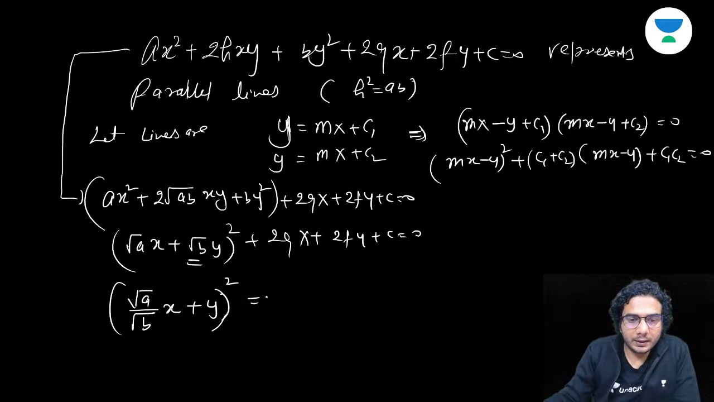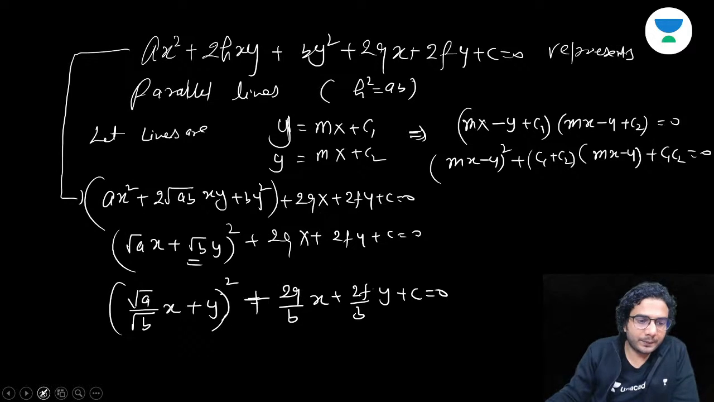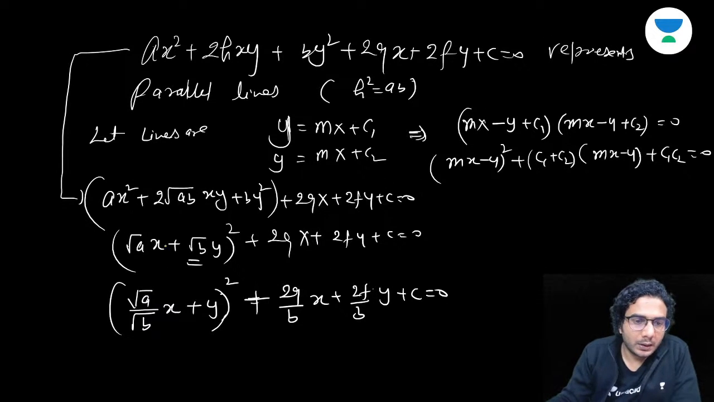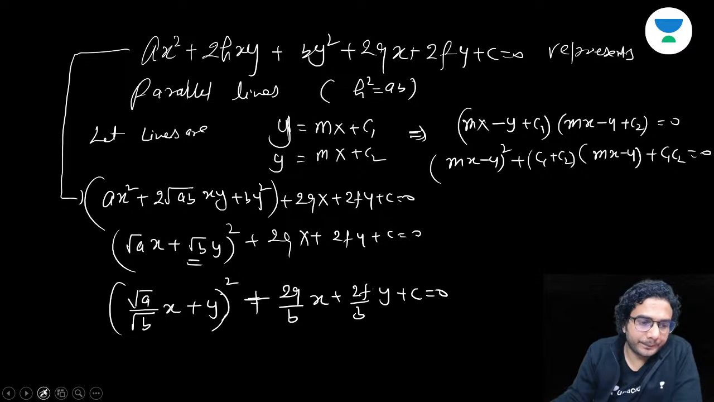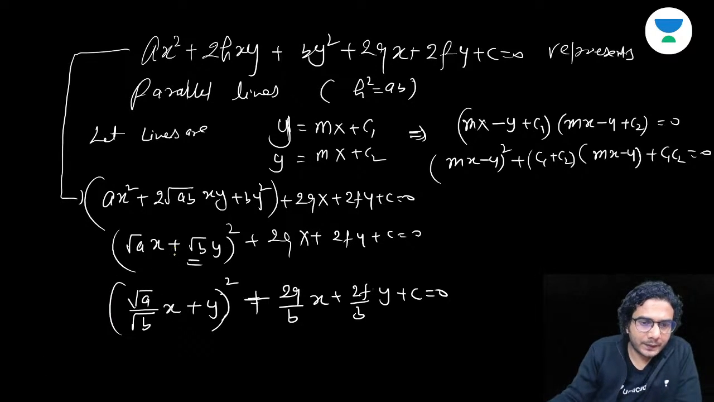the whole square, because you are dividing by b, so it is going to be 2g upon b into x plus 2f upon b into y plus c is equal to 0. You can make the coefficient of y positive here also in this formula, or maybe you can do one thing. You can take this plus minus, no problem. Plus minus. Now you can compare these two equations, this equation and this equation.